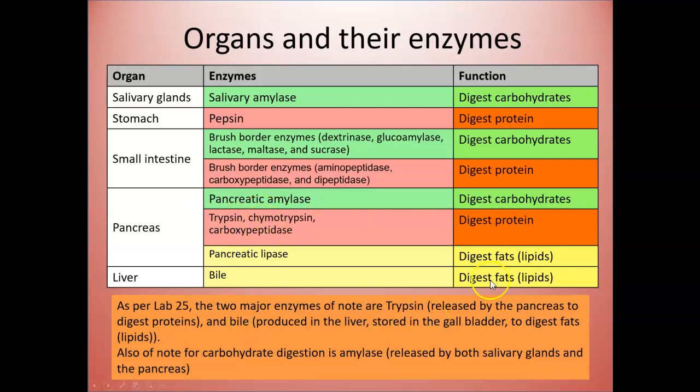And then down below, we've got bile produced in the liver, stored in the gallbladder, and eventually released there to break down lipids and fats. And you can just make note that amylase is the other big player that we're going to be dealing with. All right.